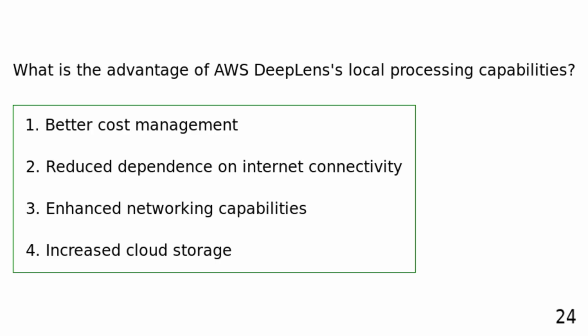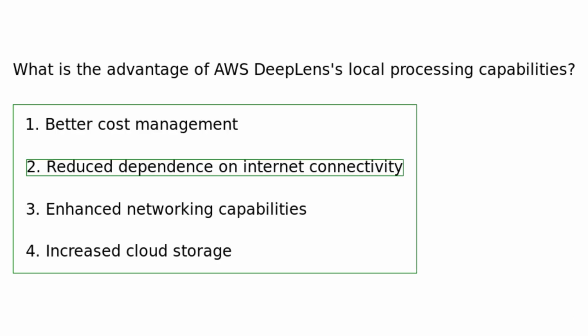What is the advantage of AWS DeepLens's local processing capabilities? Better cost management. Reduced dependence on internet connectivity. Enhanced networking capabilities. Increased cloud storage. Local processing capabilities reduce dependence on continuous internet connectivity by handling inference on the device.